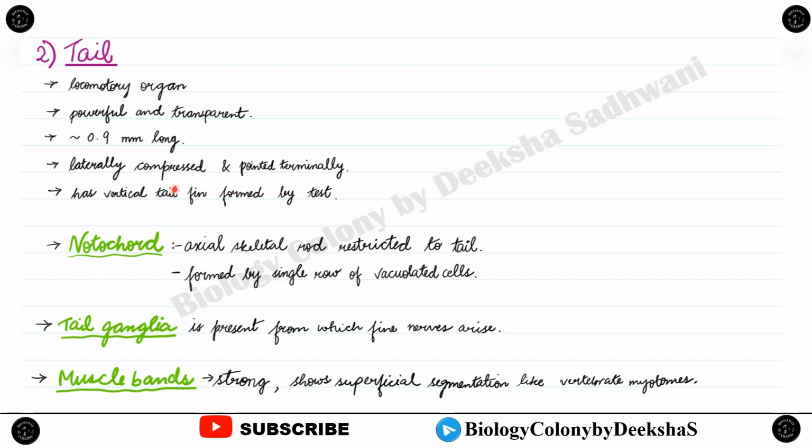Now notochord is present in the tail region, which is the axial skeletal rod restricted to the tail. It is formed by a single row of vacuolated cells or notochord cells. Tail ganglia is present from which fine nerves arise. So these are the nerves that are going into the tail regions between the muscle bands. So muscle bands are very strong and show superficial segmentation like vertebrate myotomes.